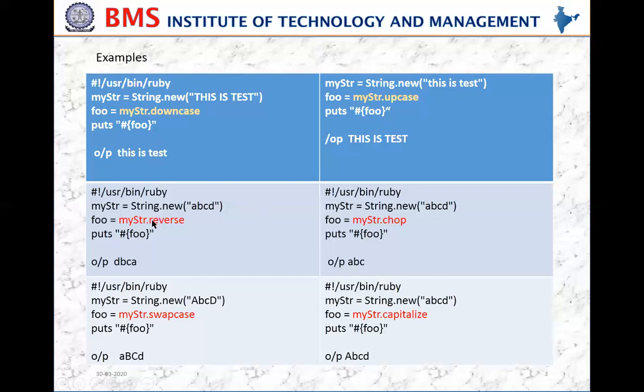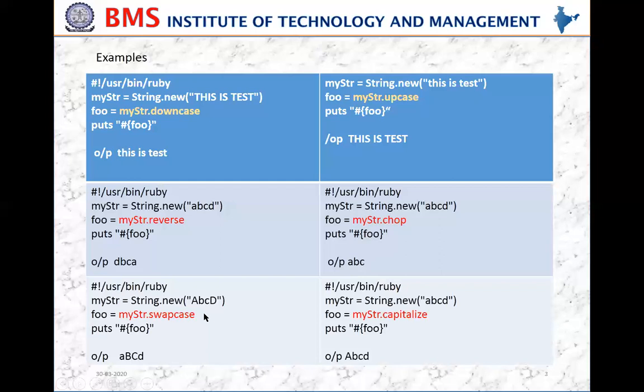Now we have a method called reverse. We have the text ABCD, which is a string. So when I use the reverse method, the output will be D, C, B, and A. Now chop, as I told, trims the last character of the text. The text is ABCD. Now I want to trim the last character, say D. So I use the chop method. You can see the output, it is ABC.